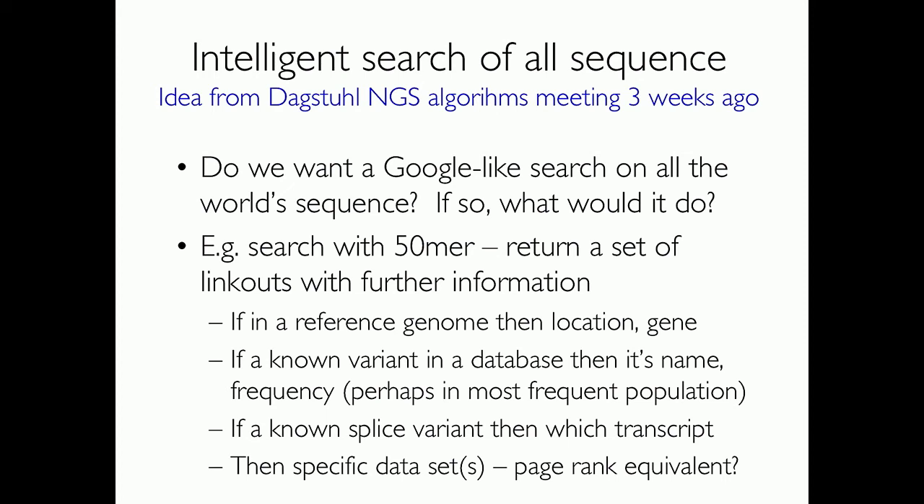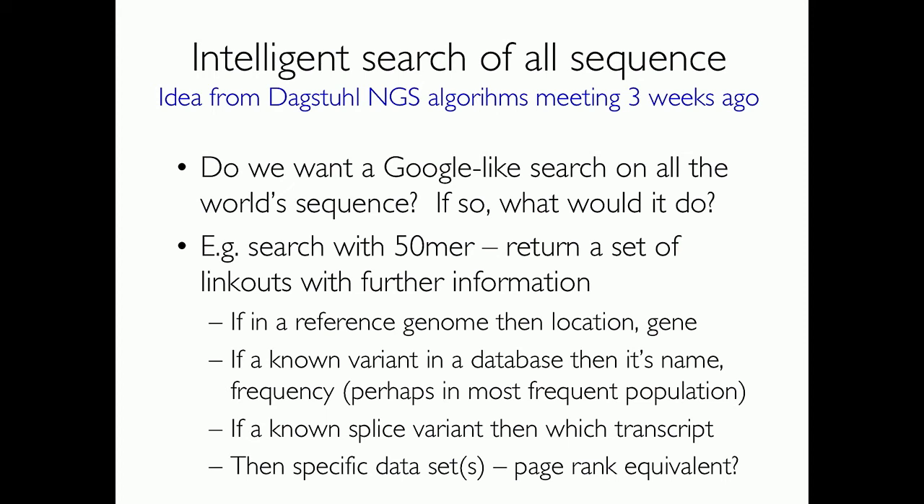Could we extend out this read server idea? So you could search with a 50-mer and get a set of link outs with further information. Now, you wouldn't want all the samples that contained it, because anything in the reference would be contained in too many. You sort of want a hierarchy, a bit like PageRank does anyway. You'd want to know if it's in a reference genome, then where it is and what the gene is. If it's in a known variant that people have seen before, its name and frequency and links to the standard resources for those things. If it's a known splice variant, you'd like to know what transcript it is.